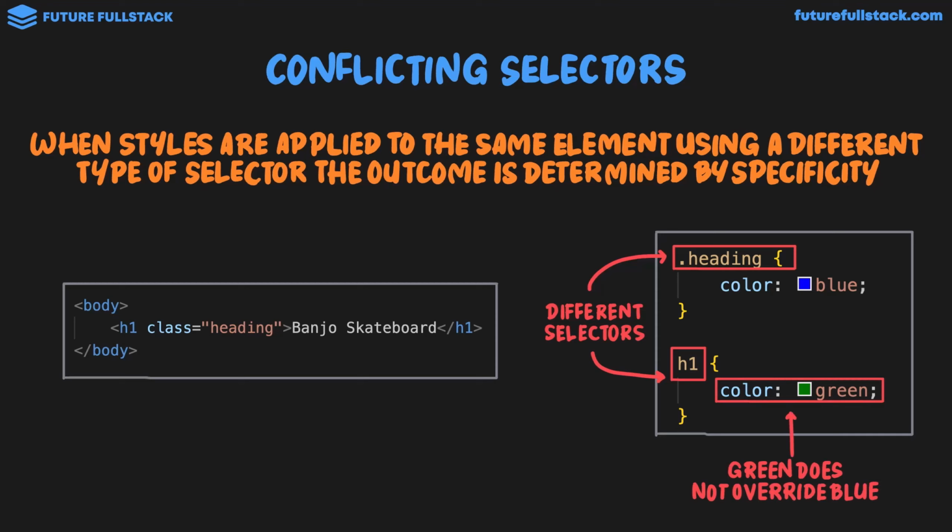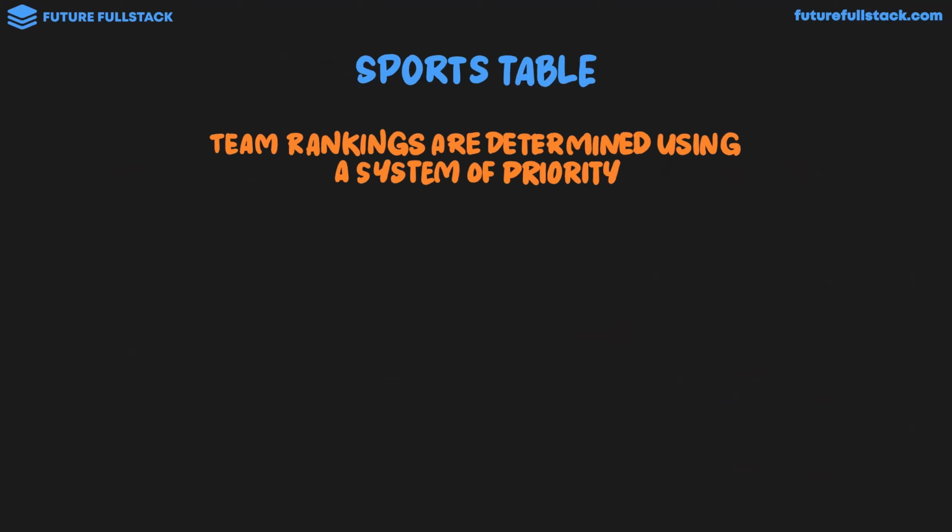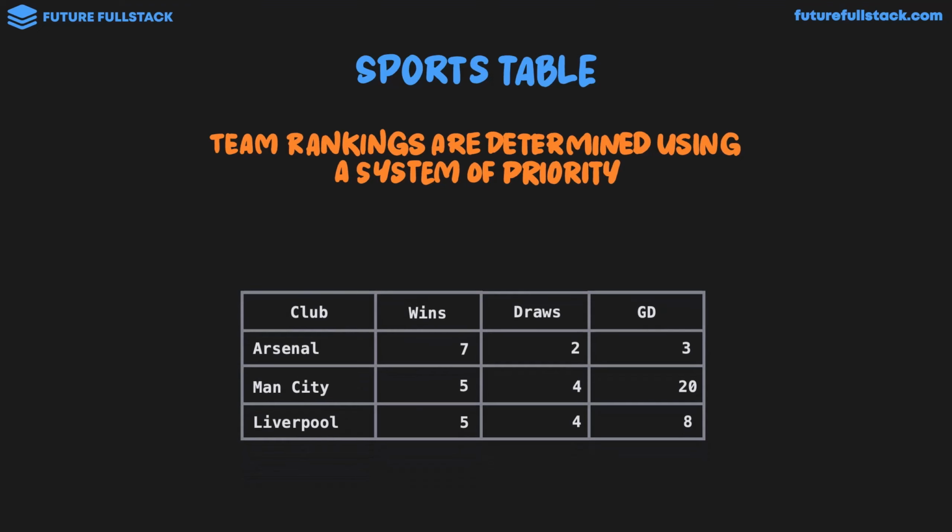Now, to understand specificity, we're going to be looking at sports tables. In a sports table, team rankings are determined using a system of priority. I'm going to be looking at the English Premier League. Currently, Arsenal is in first place, Man City in second place, and Liverpool in third place.